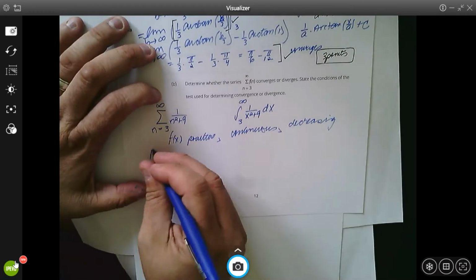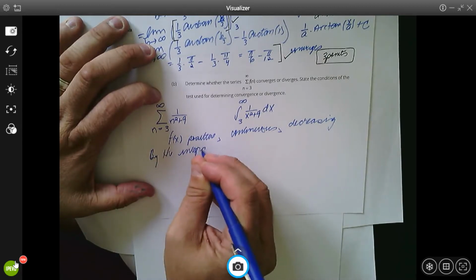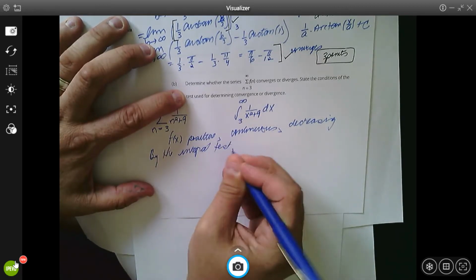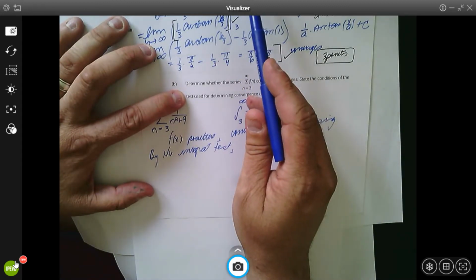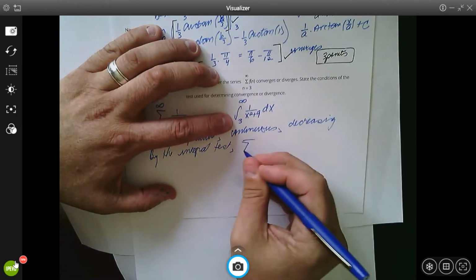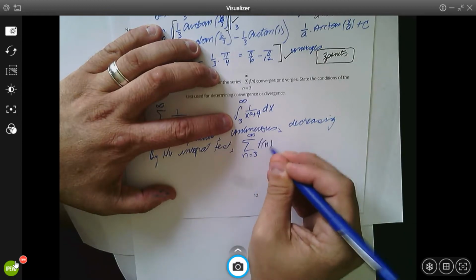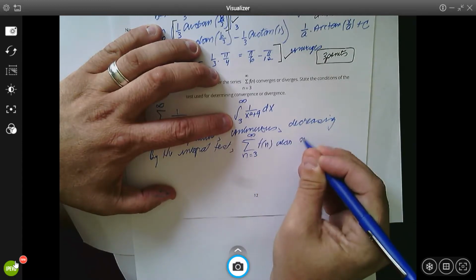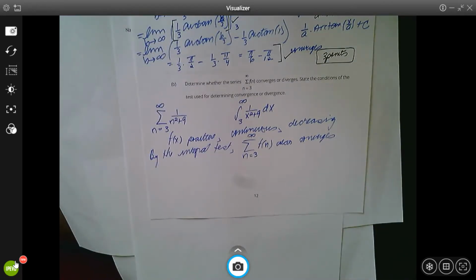So I would then say by the integral test, in part A, we determined that our integral converges. By the integral test, this must mean that your series, f of n, also converges. And that would do it.